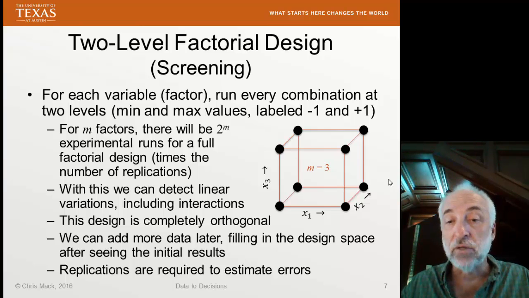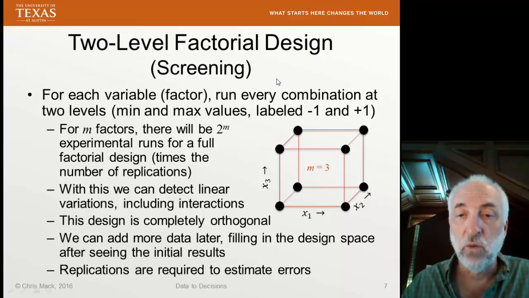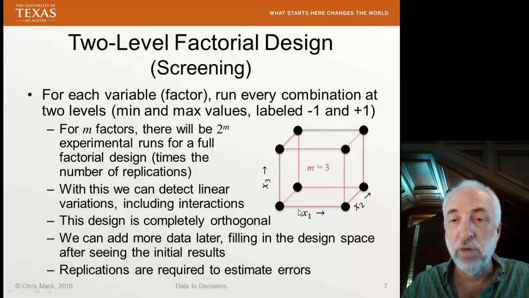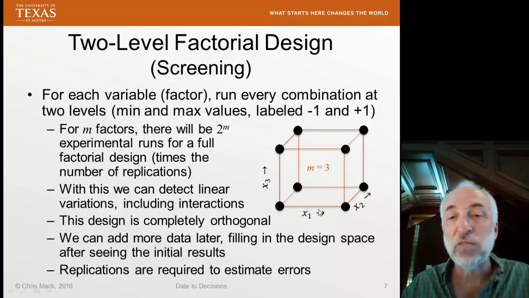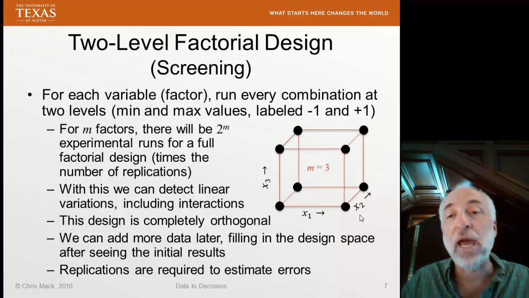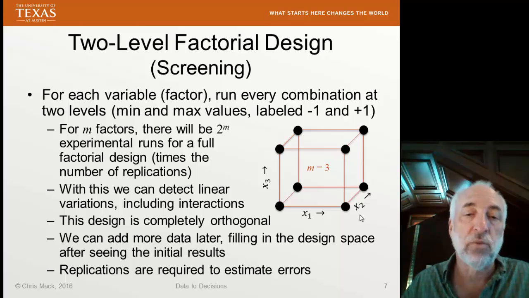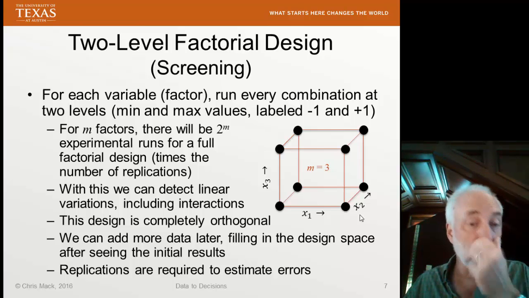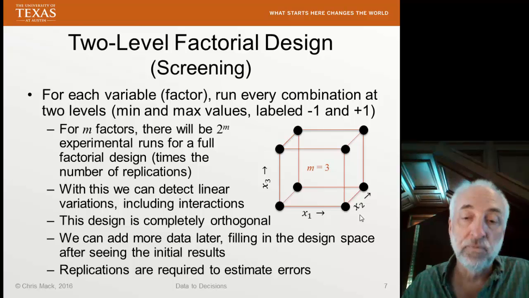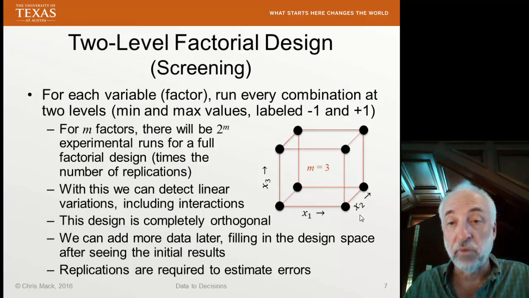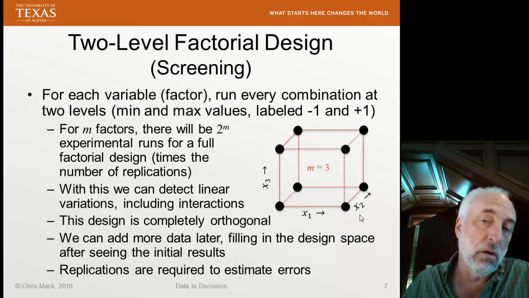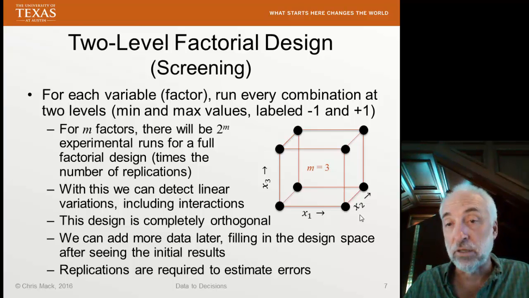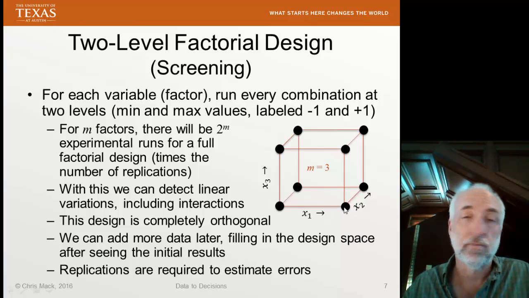We can add more data later as well. So later on we might say, ooh, x1 is really interesting. Let me throw in some extra points in between the min and max range. I could even extend the range if I thought it was interesting to do so. And we don't have to throw away the old data points. We can add more data points to our design. We do typically want replications. Certainly replications help from a blocking sense, but we also use them to estimate the errors in each individual experimental point.